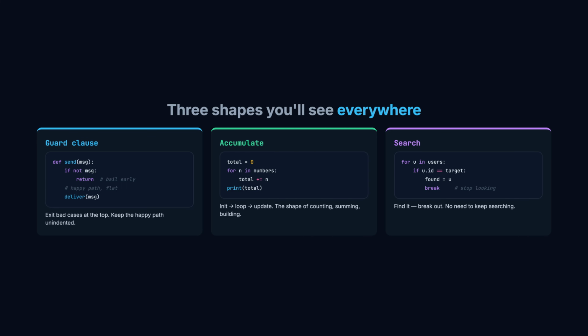Third, the search pattern. Loop through a collection, check each item. When you find what you are looking for, break. You do not have to keep searching past the match. And breaking out makes that explicit. 3 shapes: guard, accumulate, search. Once you know the names, you will start seeing them in every piece of code you read.